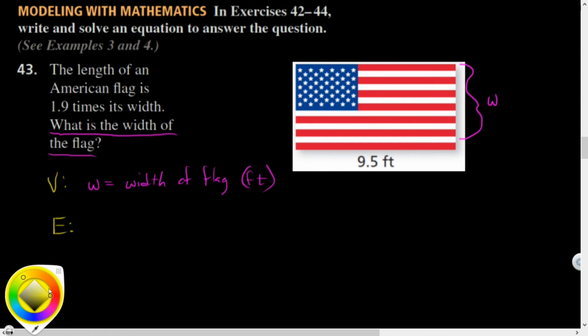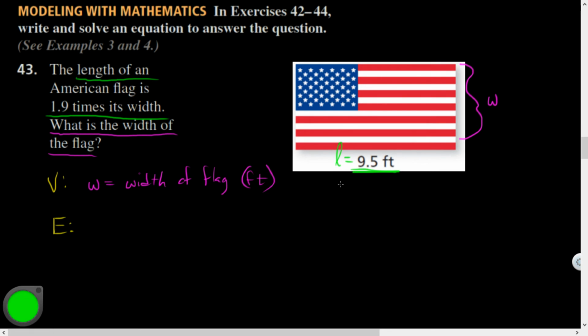All right, so now let's see if we can write an equation using this fact. It says the length of an American flag is 1.9 times the width. And then I've also got this piece of information right here. I could call that the length. So could you combine all of this information into an equation for me? The length, 9.5, means equal, 1.9 times its width. So 1.9 times the width, W. I used my variable and the facts that I saw, and I combined it into an equation that is now solvable.